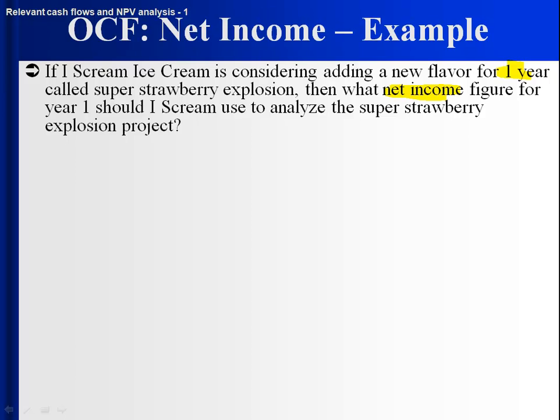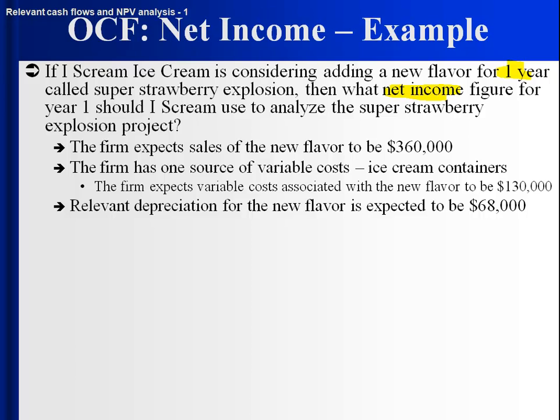So remember, the emphasis is on incremental, and so we're going to get a lot of information, and we need to figure out the appropriate revenues, the appropriate cost, the appropriate depreciation, the relevant interest, and do the appropriate analysis, and then figure out the appropriate taxes, and do some addition and subtraction, some multiplication, and boom, get the net income. So the firm expects sales of the new flavors to be 360,000.